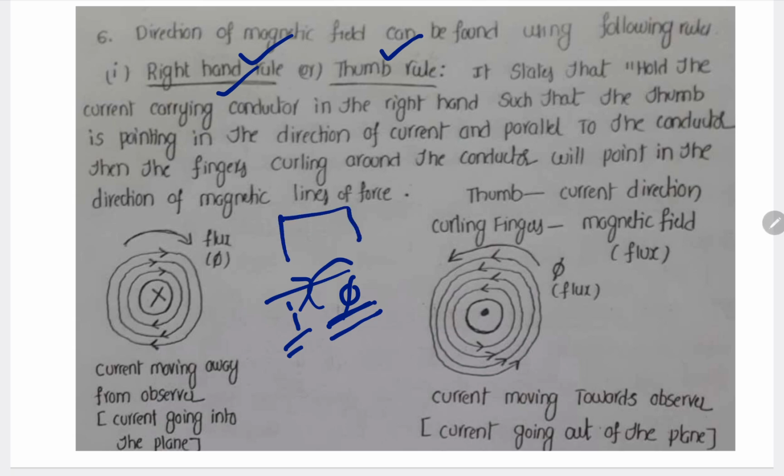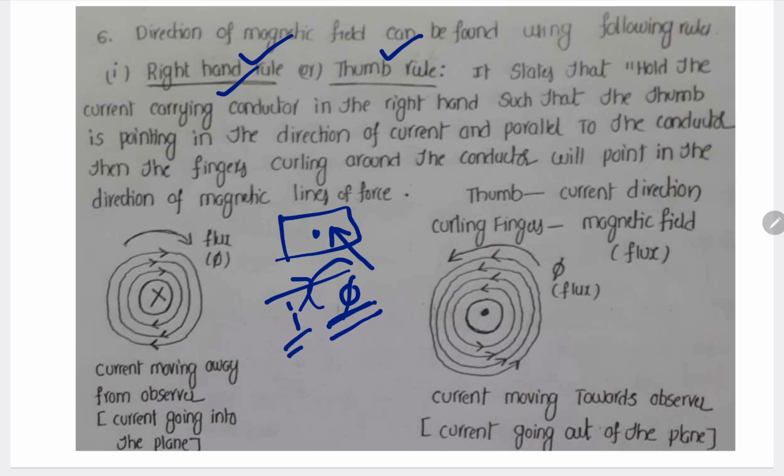Let us say this is the surface, and the current is flowing into the surface. What is the flux direction? Here we will take two things. One is current flowing into the plane, then what will be the flux direction? Current going out of the plane, what is the flux direction?